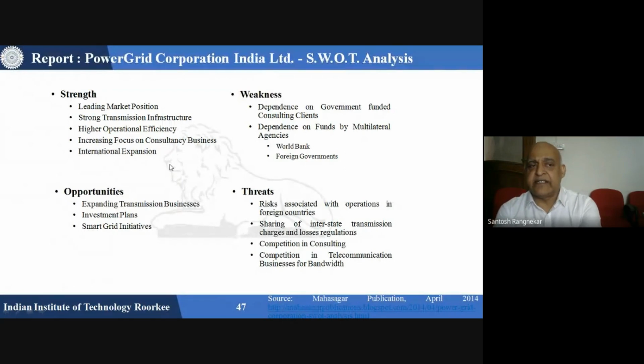Now we will take another corporation, the Power Grid Corporation of India Limited, and its SWOT analysis. The strengths are the leading market position, strong transmission infrastructure, higher operational efficiency, increasing focus on the consultancy business, and international expansion. The weaknesses are dependence on government-funded consulting clients and dependence on funds by multilateral agencies like the World Bank and foreign governments. Opportunities are the expanding transmission business, investment plans, and smart grid initiatives. The threats are the risk associated with operations in foreign countries, sharing of interstate transmission charges and losses regulations, competition in consulting, and competition in the telecommunication business and bandwidth.